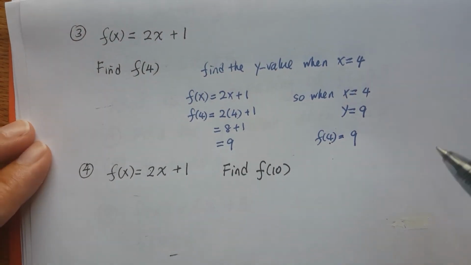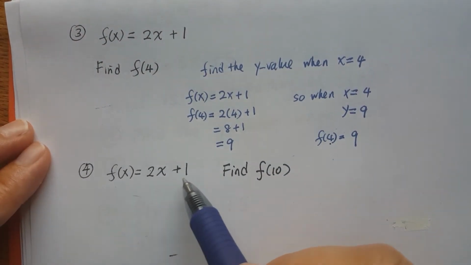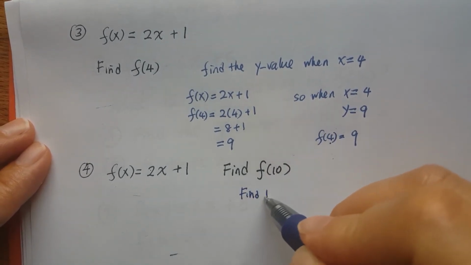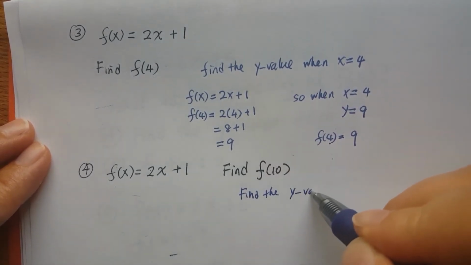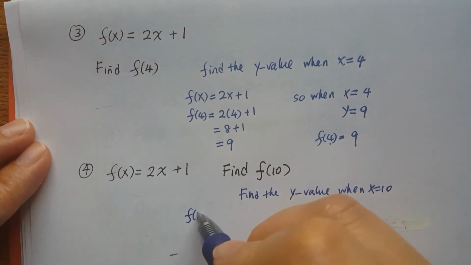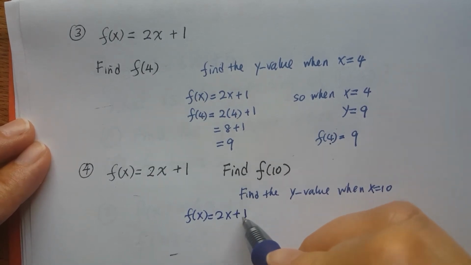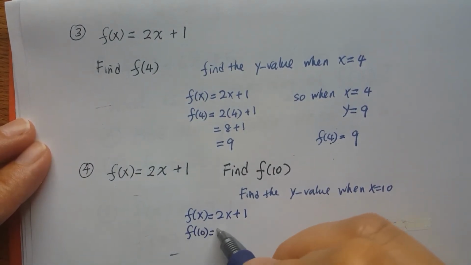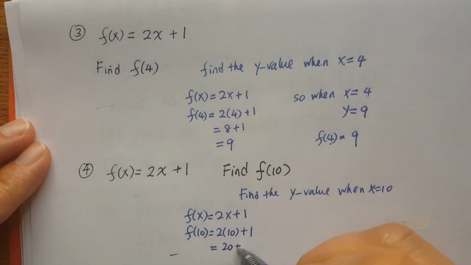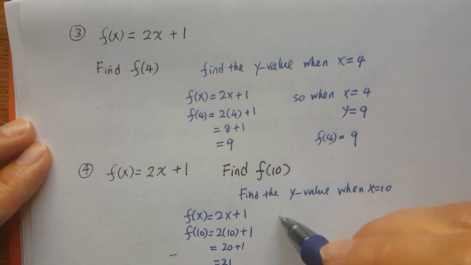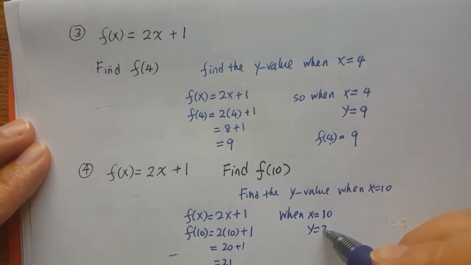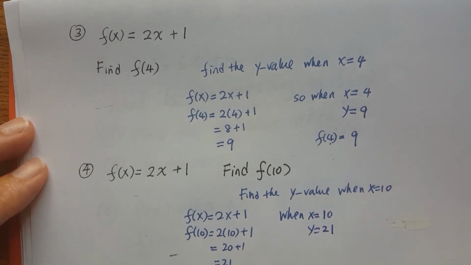Now let's take a look at number 4. f(x) = 2x + 1. Find f(10). It means find the y value when x = 10. So we get f(10) = 2 times 10 plus 1. 2 times 10 is 20, 20 plus 1 equals 21. So when x = 10, y = 21. That's exactly what it means.